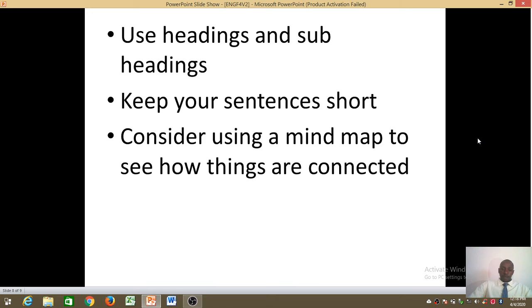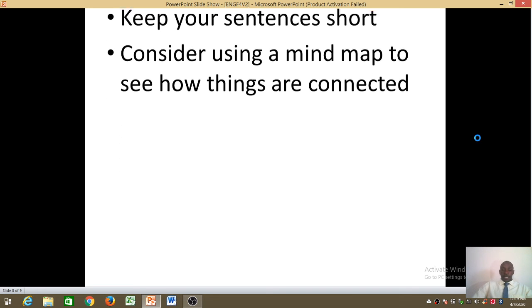Now consider using a mind map to see how things are connected. For example, if you want to make notes on a subject like biology, and you go to a topic like plants, plants become your heading, and then you create a mind map. Think about plants. What do plants have, or what is the composition of plants? We can talk about a tree. A tree is a plant, and then we can talk about the leaves, the stem, the roots. Once you start subdividing, that is what you are calling a mind map. So you have to consider a mind map to see how things are connected.